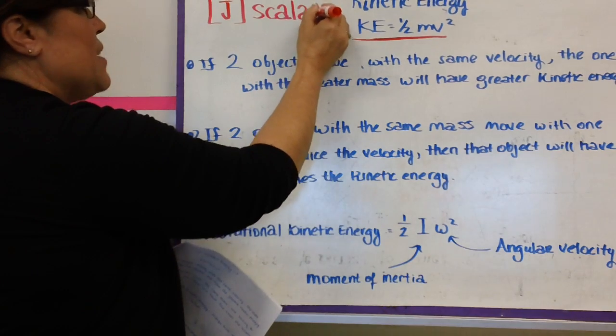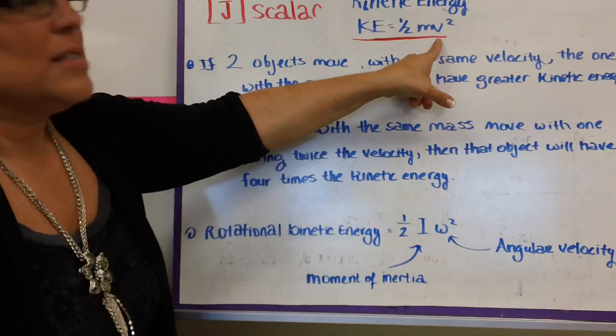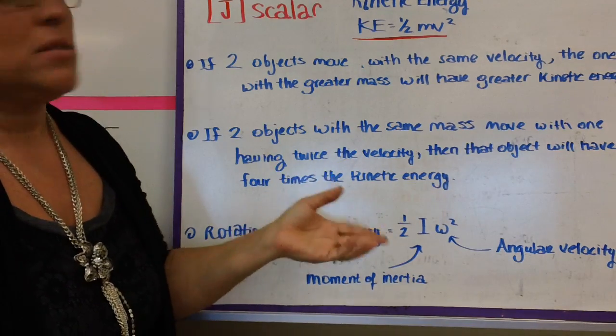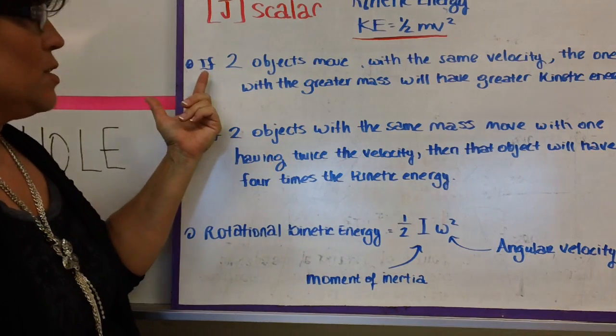Okay, which means it has no direction, it only has the magnitude. Because if you take a negative velocity and you square it, you're still going to have a positive value. So what we have is this equation right here, or this question here.